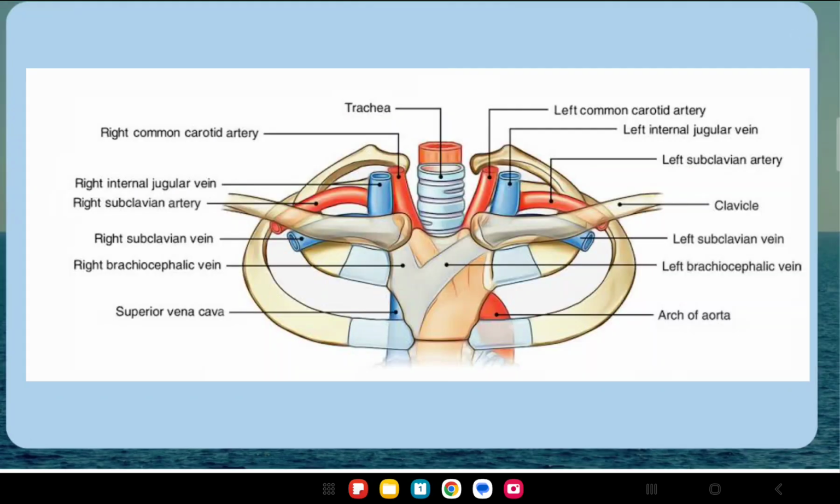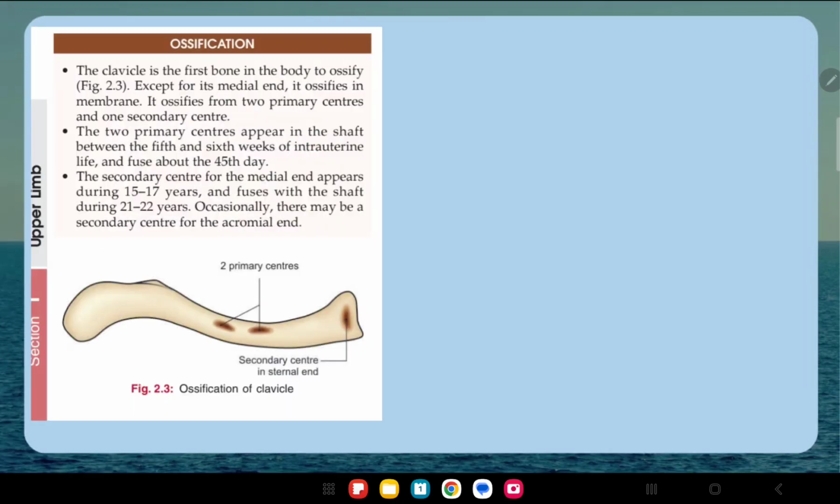This is another picture showing the clavicle and first rib and the subclavian vein, with the subclavian artery being between the inferior surface of the clavicle and the superior surface of the first rib.